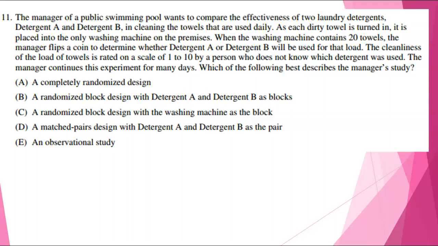All right, and in this case, we didn't do that. We just had one washing machine. All right, it got filled up randomly, and then we flipped a coin to decide which detergent we were going to use for that specific load. So block design is not the case for this one. It's not going to be B or C.